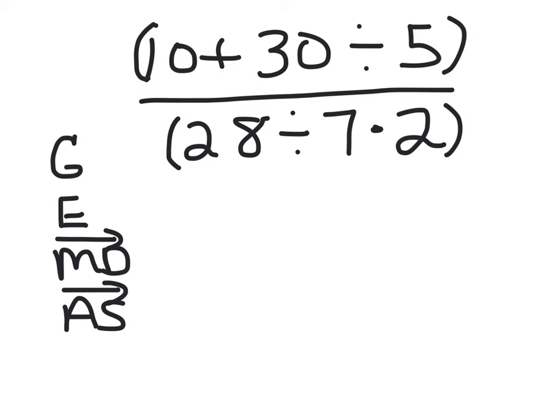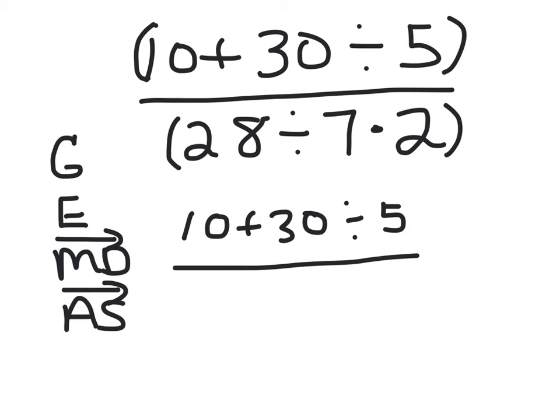In the numerator, I have 10 plus 30 divided by 5. So let me work that separate. 10 plus 30 divided by 5. What part of that should be done first? Well, I would probably do the division first. Now, since this is a fraction, it gets a little tricky in how I want to show my work. So what I'm going to do is work the numerator above the problem and the denominator below. If I don't do that, sometimes I forget to write the denominator when I'm done. So I've got 30 divided by 5, and I'm going to write the answer up here.